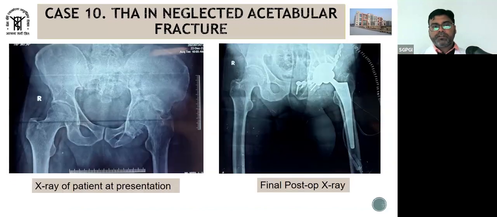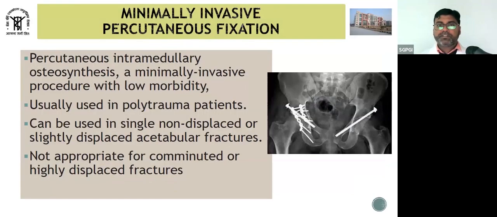And just look at the picture on the left, the X-ray of the patient at the time of presentation, and the picture on the right, which is the final post-op X-ray. We have just operated the patient a few weeks back, so we have not got the post-operative pictures.